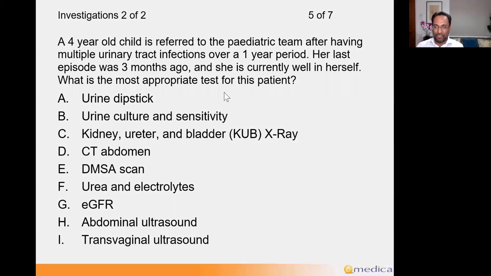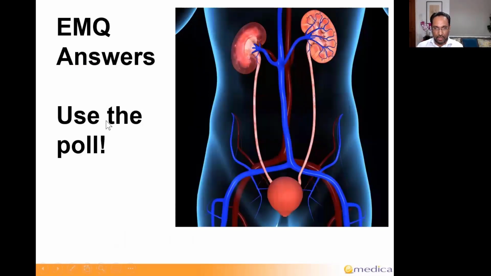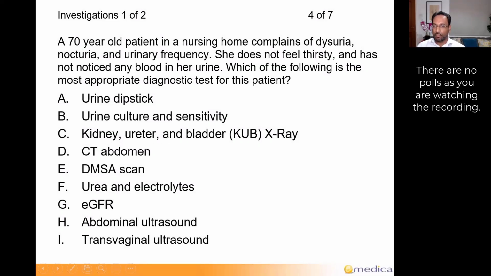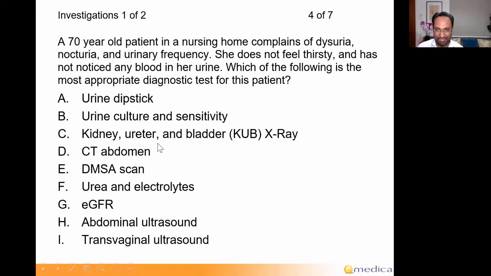Okay, that's time. So let's go through and look at the answers. So let's use the poll. Now, before we look at the answer to this question, this is an example of a two-step question. The question's asking about a test, an investigation, which is the second step. The first step is looking at this scenario, working out what is the likely diagnosis, what is it that you're trying to exclude or include.